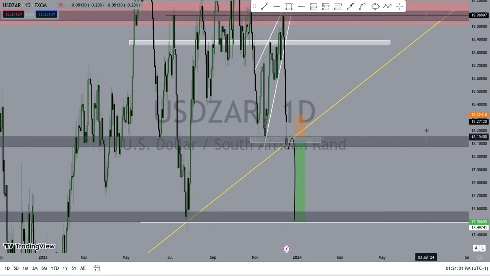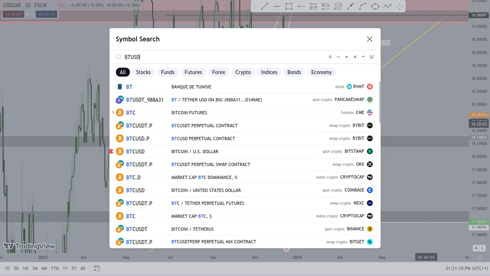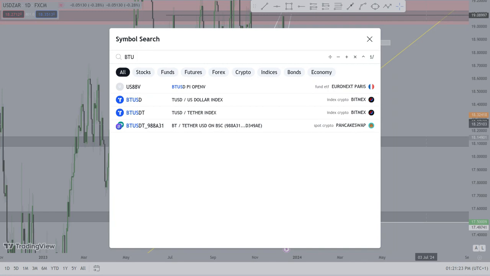So for USD, we're looking out for a selling bias. Our bias is bearish on USD. USD is bearish. Looking at BTC USD.